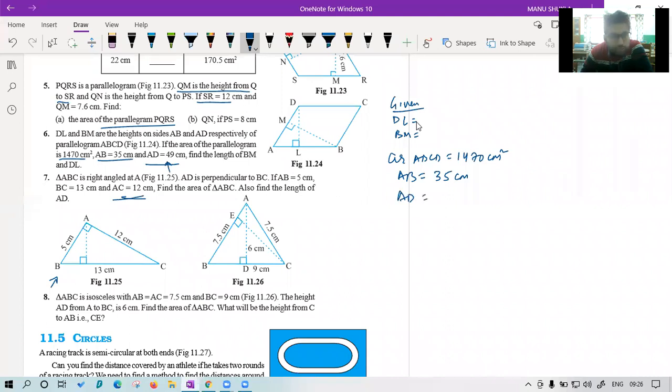AD equal to 49 centimeter. Then we have to find the length of BM. Okay, now class, tell me. So we have AB and AD. We have to find DL and BM. Class, tell me what should I do first?